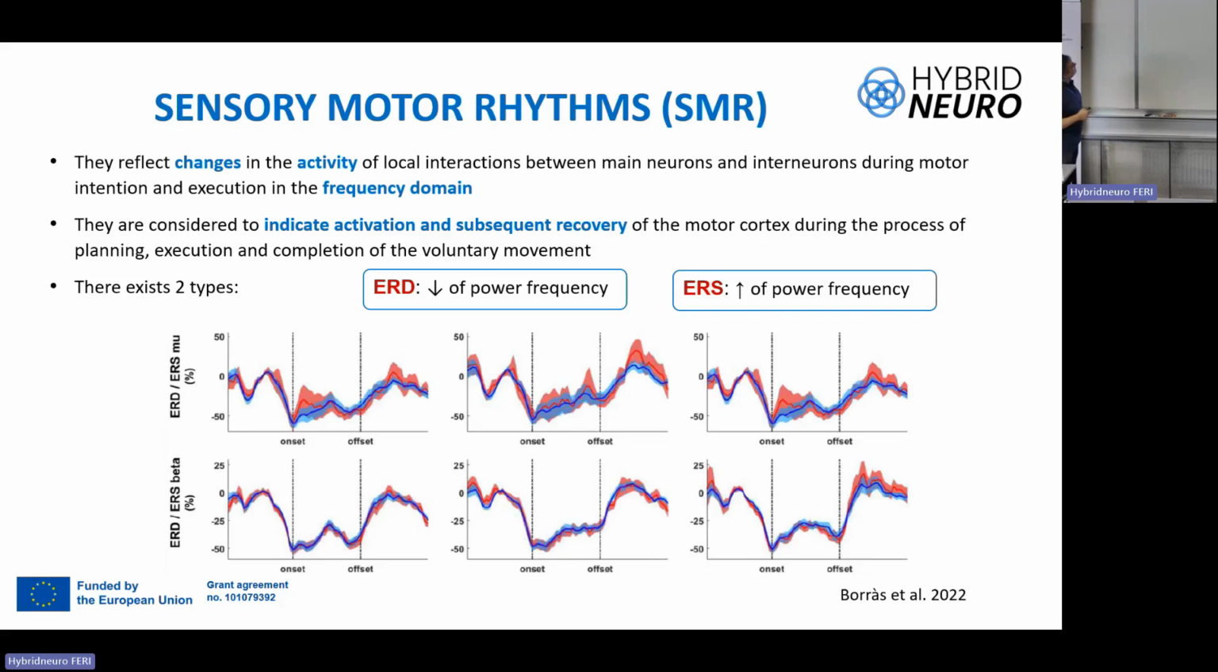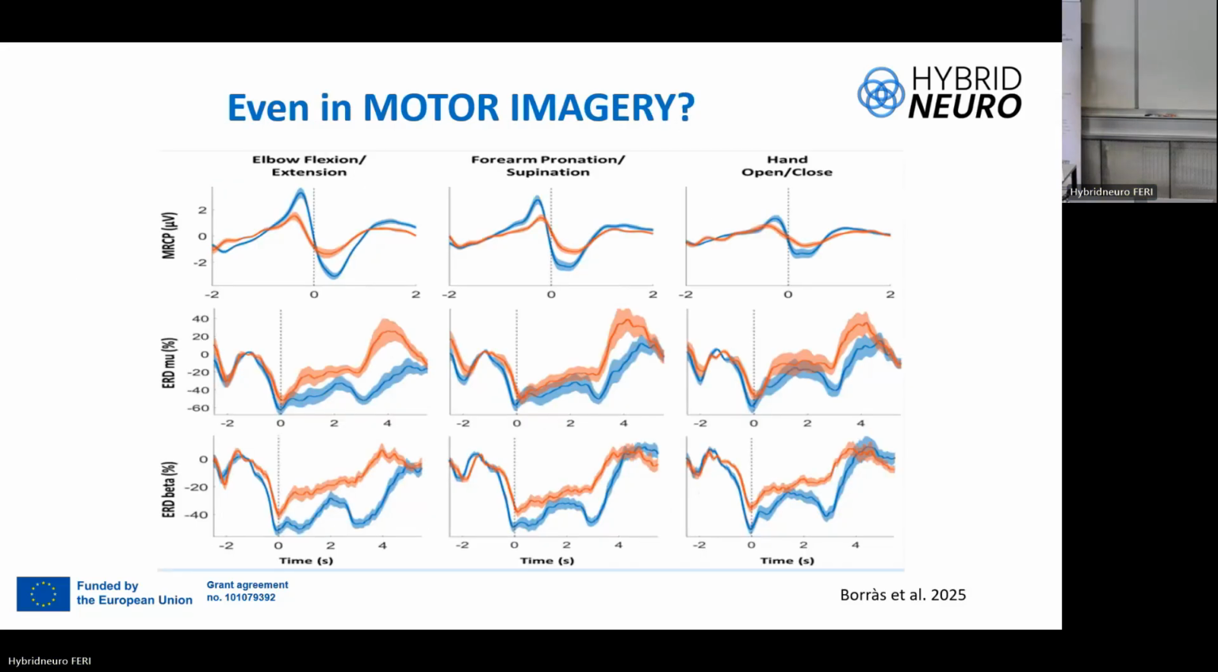So we can see here the three movements, not here, but also flexion extension, pronation supination, and also hands open and close. And for the beta band, this is something more or less similar. Well, what happens if you don't move, but you imagine a movement? This is the motor imagery.